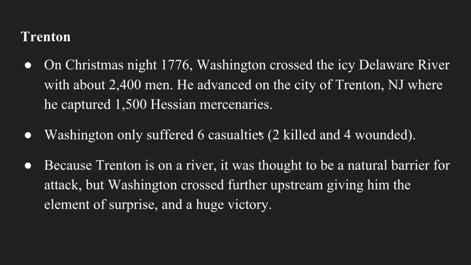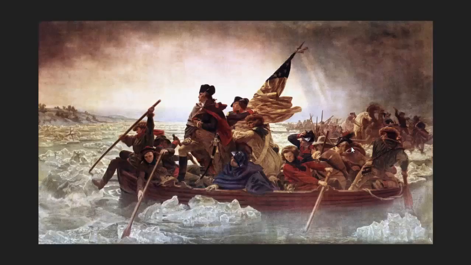2 were killed, 4 of his men were wounded, and because Trenton is on a river, it was thought to be a natural barrier for an attack. But Washington actually moves his troops further upstream, giving him the element of surprise when he crosses and attacks Trenton. And it was a huge victory for the colonists, and it also was a huge boost for their morale.